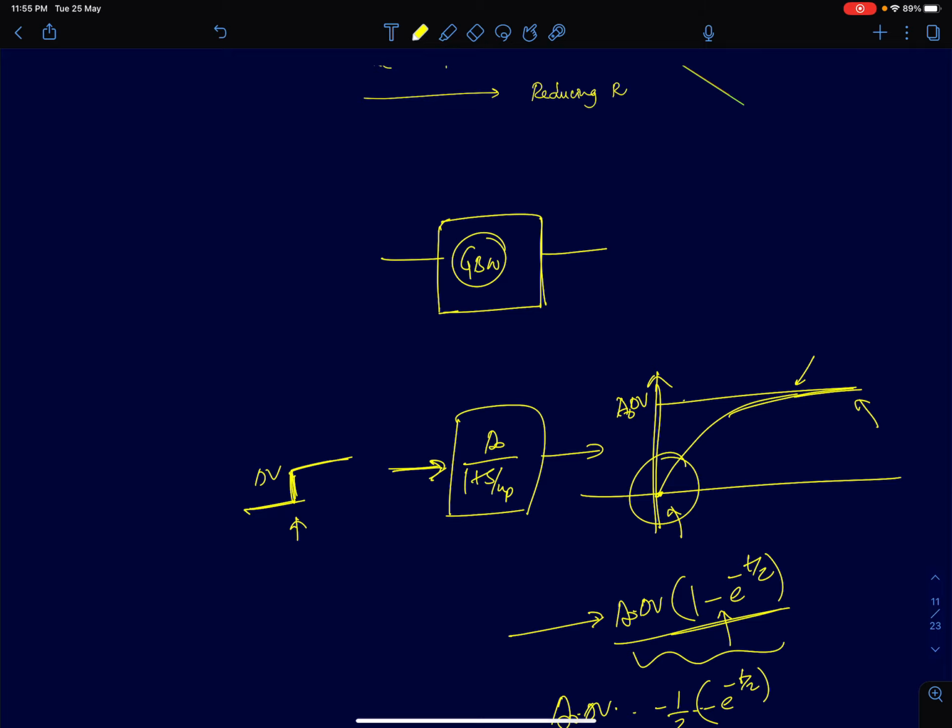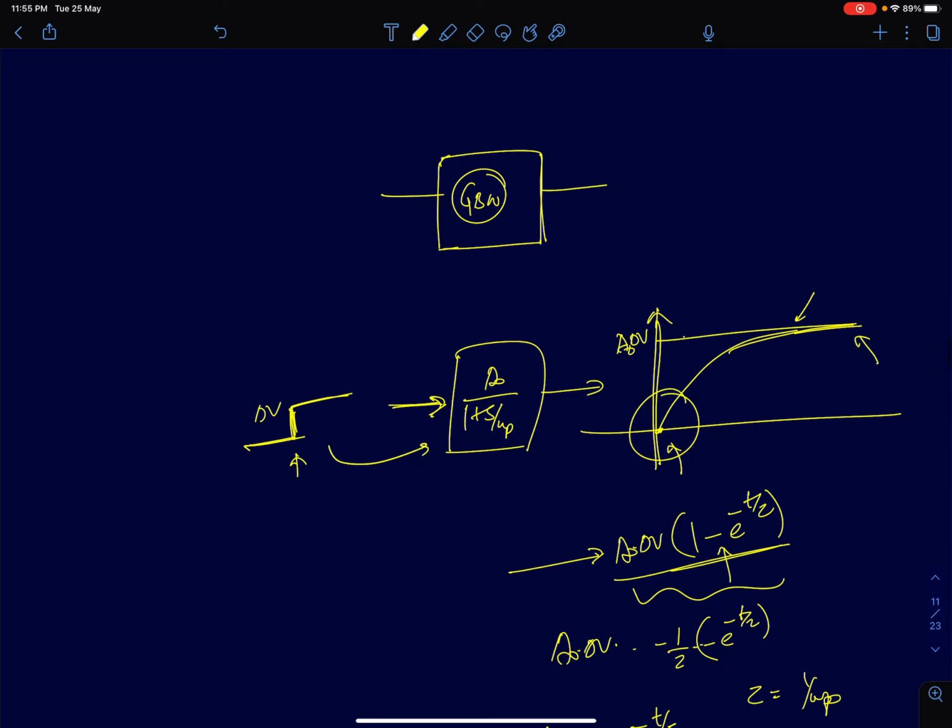So if I feed a step input to the system, it's a first order system. The steady state value will be A0 into delta V, and the transient response will be this times 1 minus e to the power minus t by tau, or t into omega P. So the output will rise exponentially, and eventually it will try to catch up with the steady state value A0 into delta V at t equal to infinity.